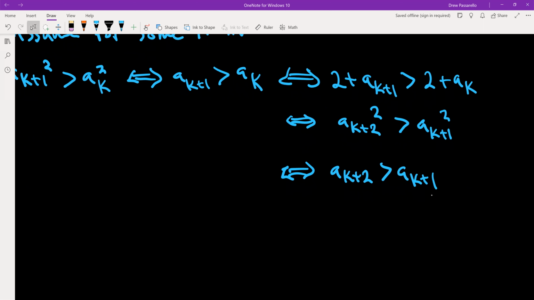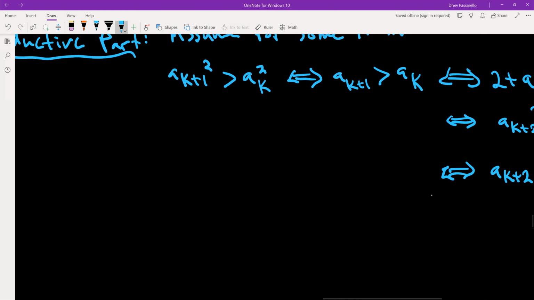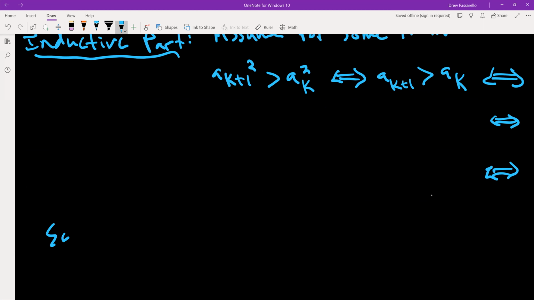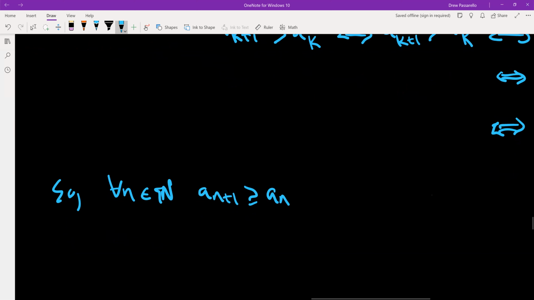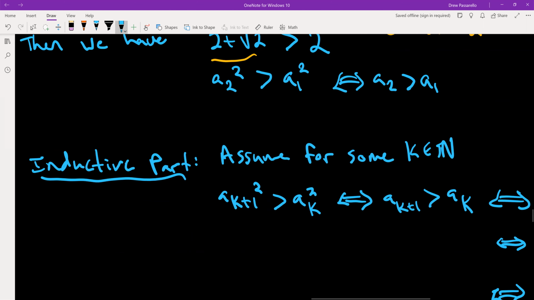All right, so since the next term is greater than the previous term, then we have it as an increasing sequence. So a(n+1) is greater than or equal to an. Or in other words, the previous term an is less than or equal to the next term. So we've shown that our sequence is increasing.